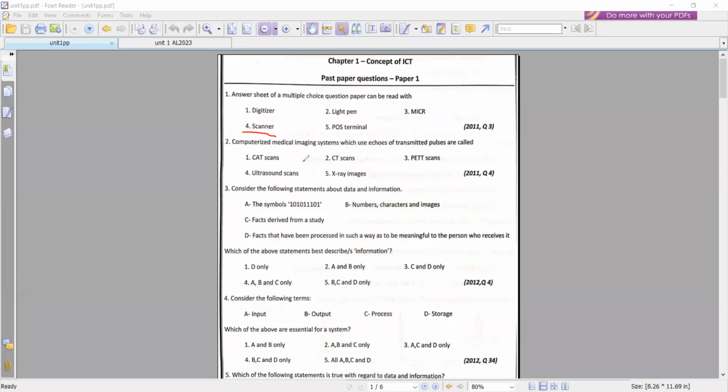Then the second one: a computerized medical imaging system which uses echoes of transmitted pulses is called, that is, ultrasound scans. Ultrasound scans. Then we'll go to the third one.